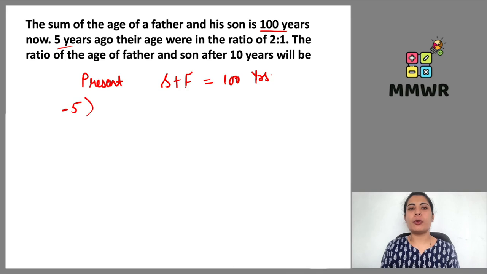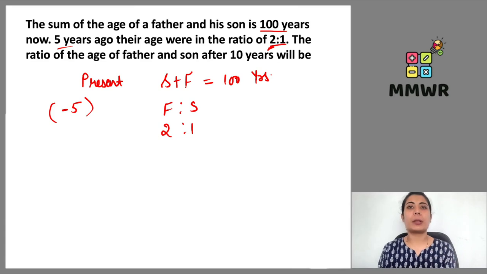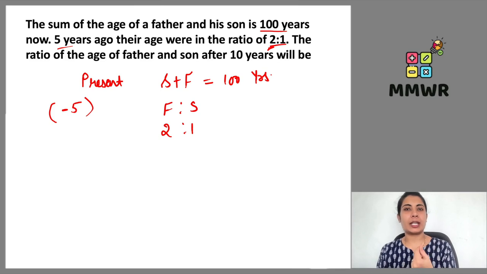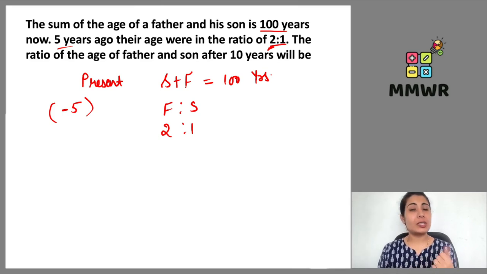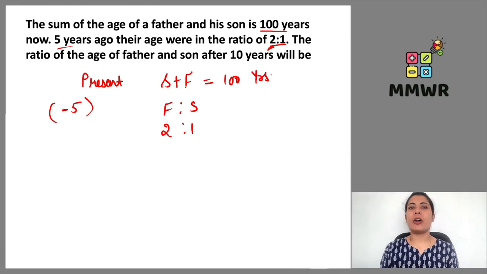5 years before, what was the ratio of their age? Father with son, the ratio was 2:1. Of course, 2 is bigger, that means 2 should represent the age of father. So father's age ratio with son's age ratio is 2:1, 5 years ago. The ratio of the age of father and son after 10 years will be?